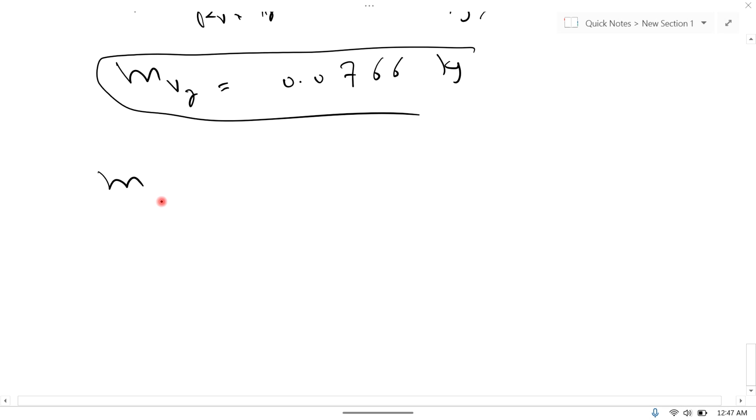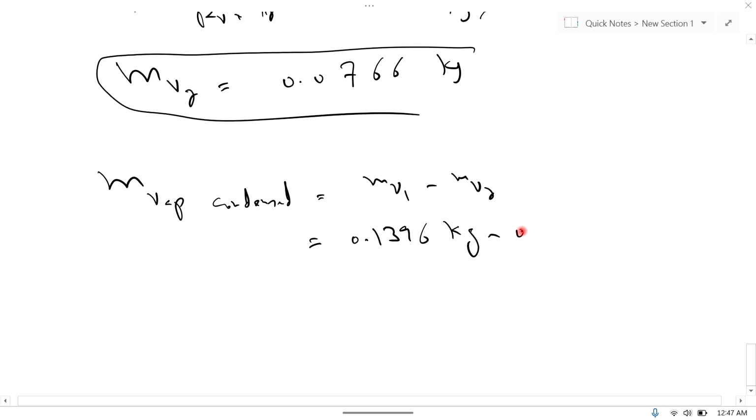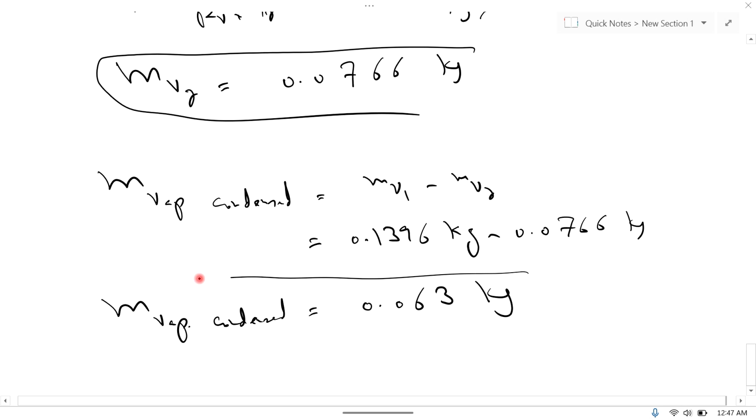Now we can find mass of vapor condensed. So mass of vapor condensed is equal to mv1 minus mv2, which is equal to 0.1396 kilogram minus 0.0766 kilogram. So mass of vapor condensed is equal to 0.063 kg. So this is the final answer of the problem.